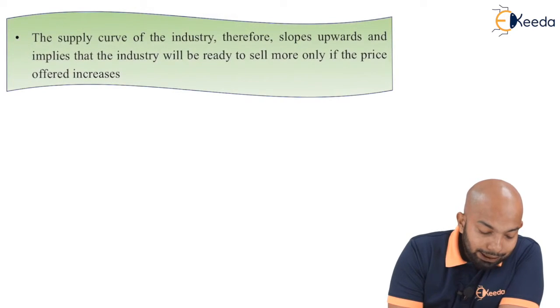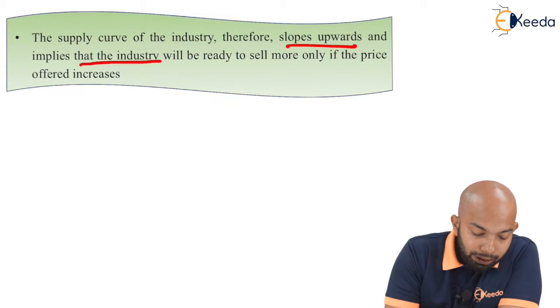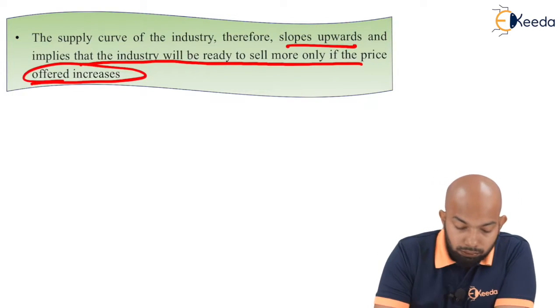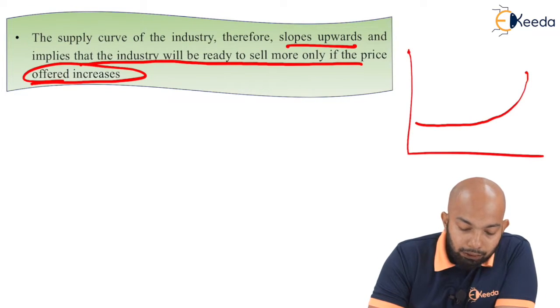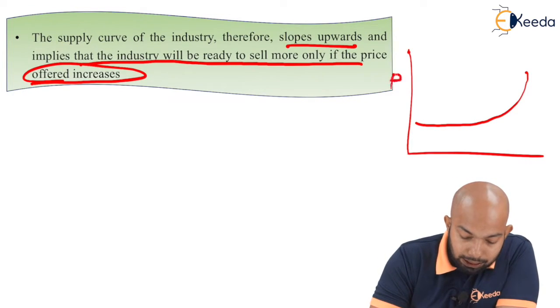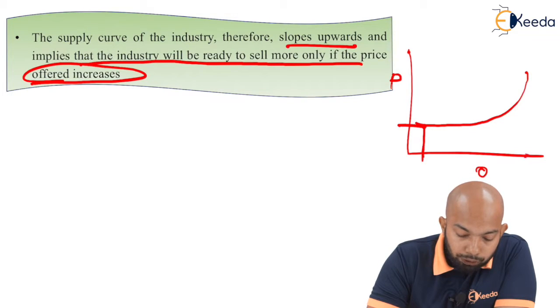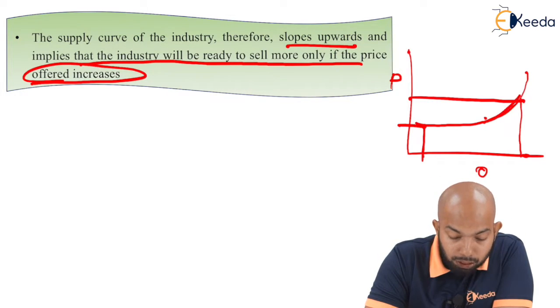Now, with all these things, the supply curve of the industry therefore slopes upwards, and implies that the industry will be ready to sell more only if the price offered increases. Now, the supply curve here. Okay, if this is the graph, this is the supply curve, this is the price, this is the output. At this price, you will receive only this much of output. If you want more output, if you want this output, you need to increase the price here. This is what they're trying to say. Hence, it is upward sloping.